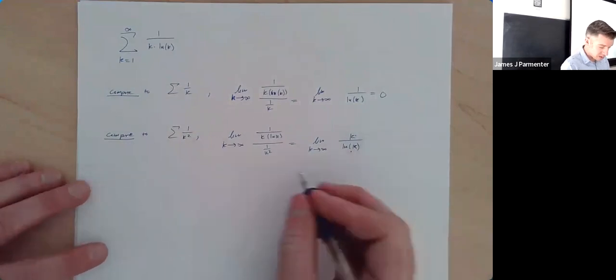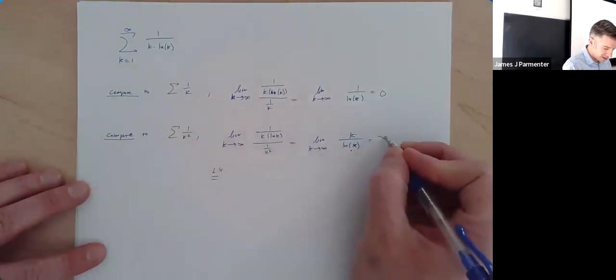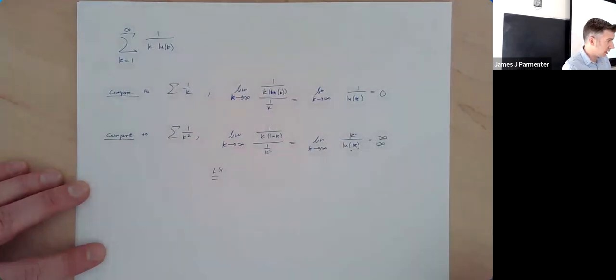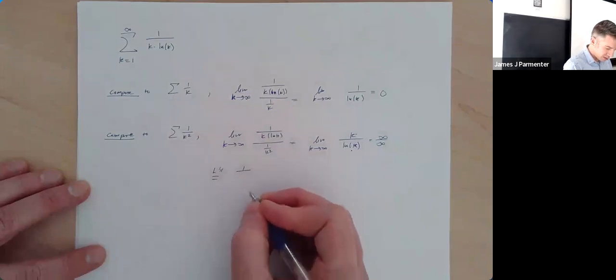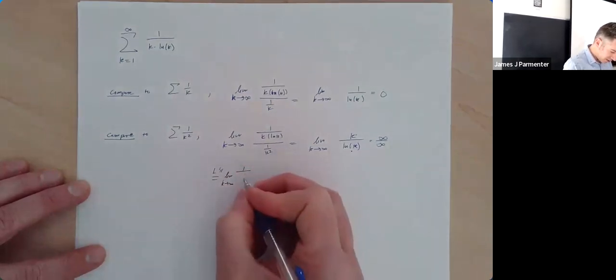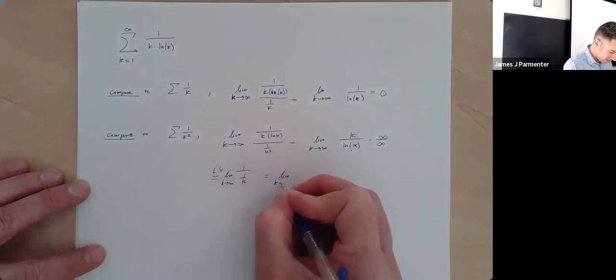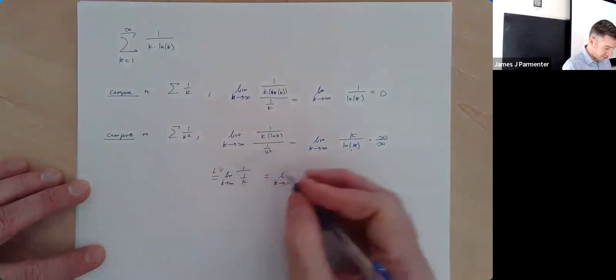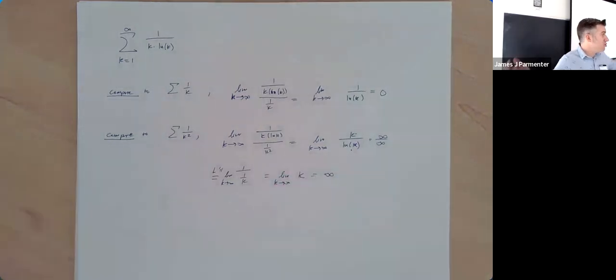But if you wanted to use L'Hopital's rule, again, because we have what's called an infinity over infinity indeterminate type, if we use L'Hopital's rule and take the derivative of the top, you still need to write the limit as k goes to infinity, and the derivative of the bottom, which is 1 over k, then the limit as k goes to infinity of 1 over k, which is just k, is infinity.